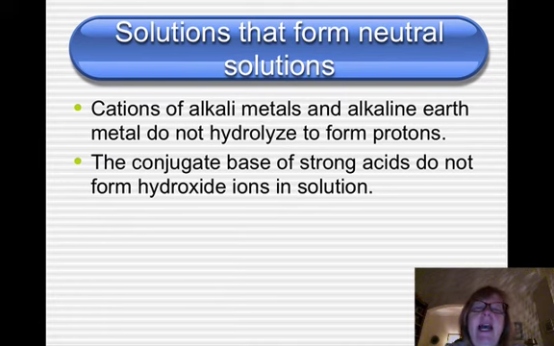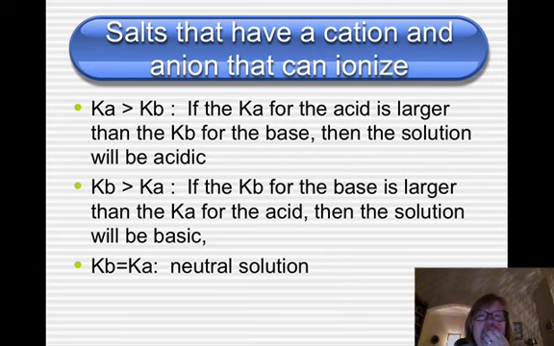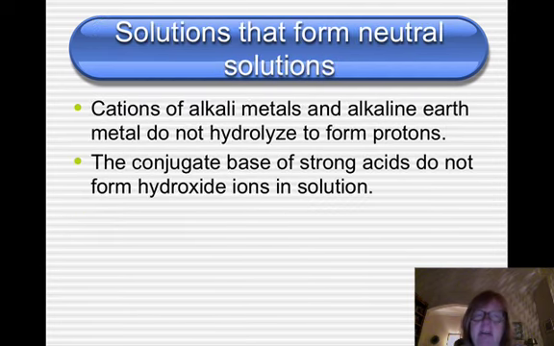Okay, let's talk about solutions that form neutral solutions. So if you've got the cation of an alkali metal or an alkaline earth metal, they don't hydrolyze to form any protons. So that would not affect the pH. So sodium, potassium, magnesium, calcium, anything, those ions will not affect the pH. The conjugate bases of strong acids are so weak, I like to say they're pathetic bases, that they do not make any measurable amount of hydroxide ions in solution. So conjugate bases of strong acids are not bases in solution. Okay, now we'll talk about this at another time. Let's go back to this.